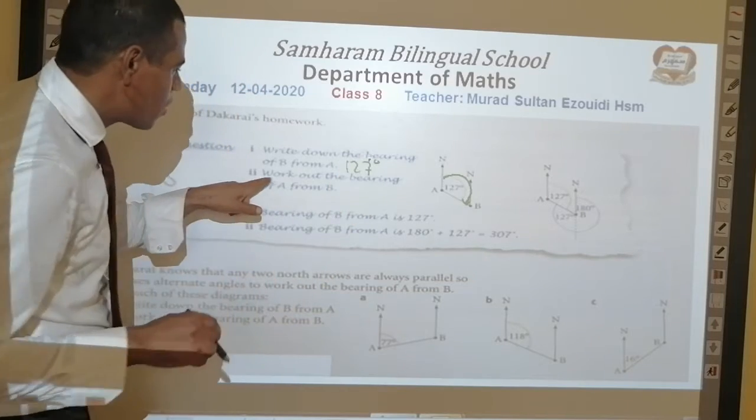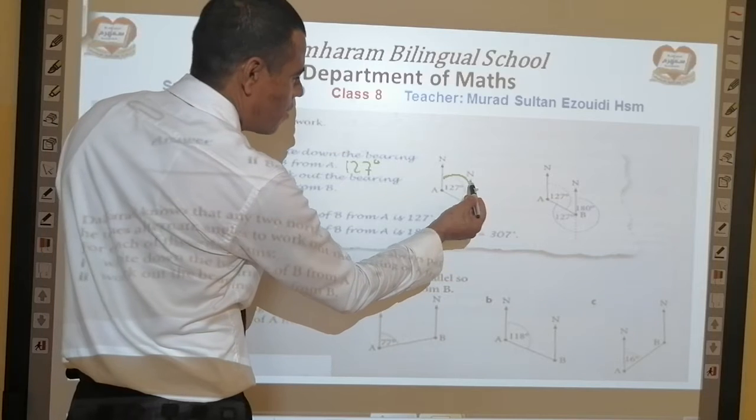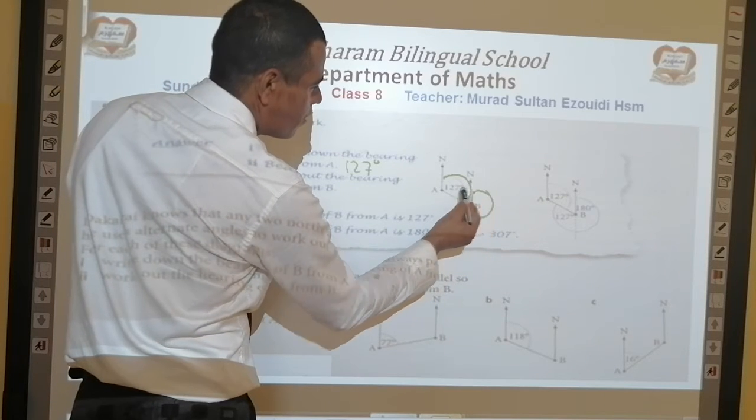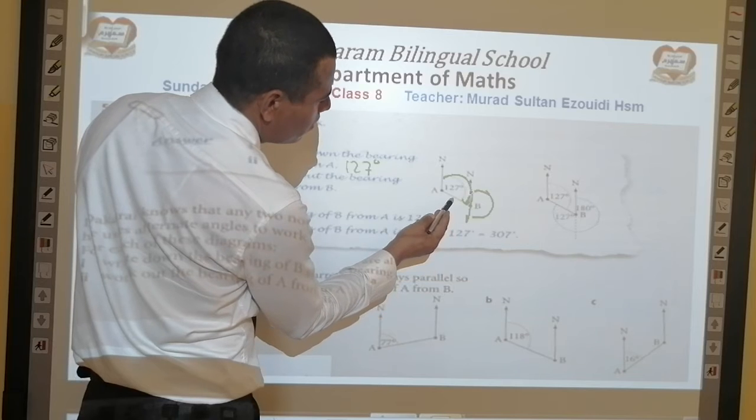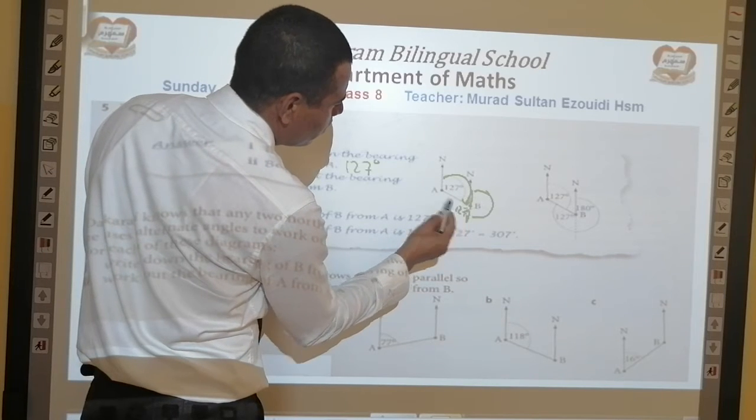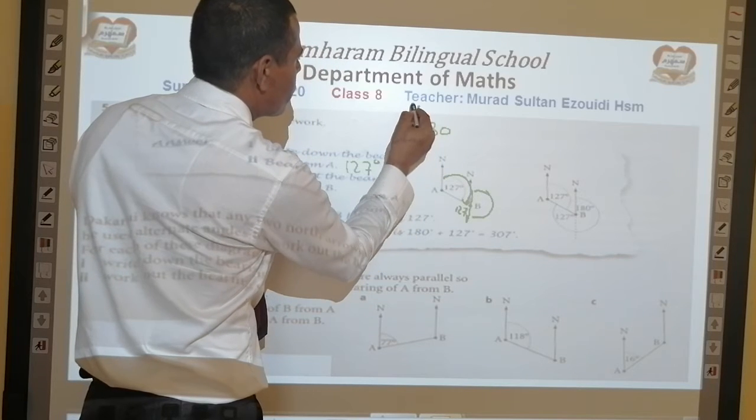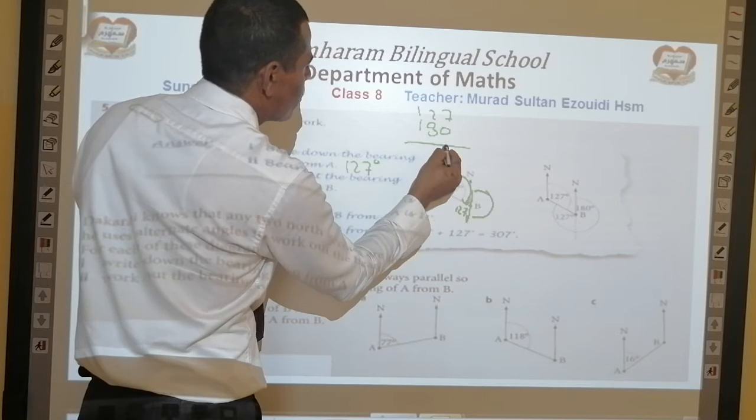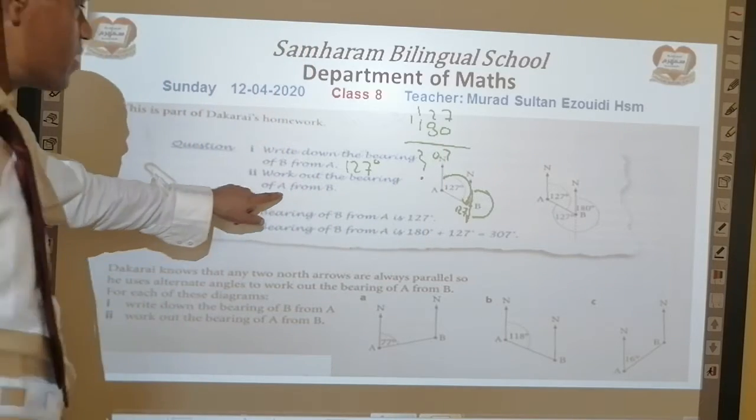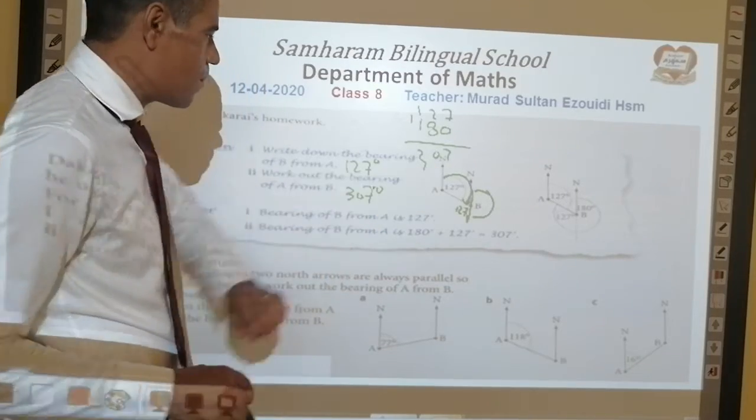Okay. Then work out the bearing from A to B. From A to B, you can extend this line. Okay? This is 180. Plus what? Plus 127. So it will be 180 plus 127. So it will be 307. This one is 307 degrees for the first example.